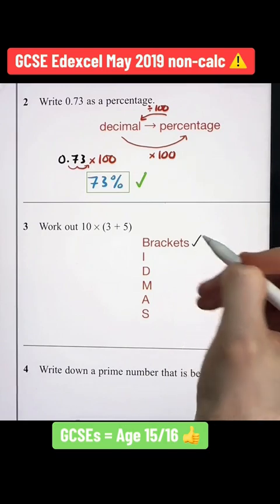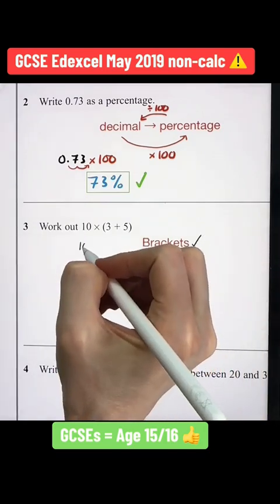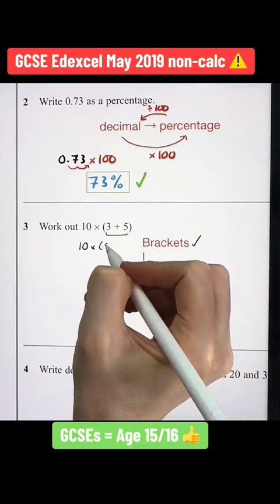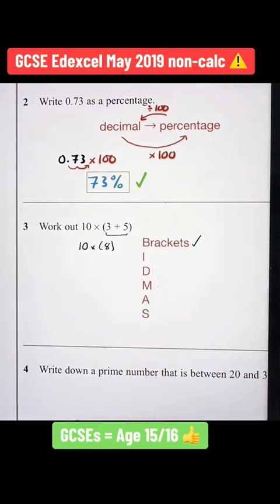In this case, I'm going to leave the 10 outside, leave the multiplication sign outside, dealing with my brackets. Well, here on the inside, 3 add 5 gives us 8. I stands for indices. Do I have any indices? Well, in this case, no, because indices are our powers. I've got no powers. Next comes D, which is division. Have I got any division? In this case, no. So I can cross out division.